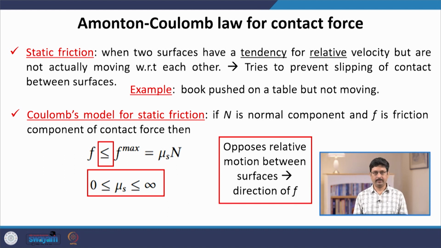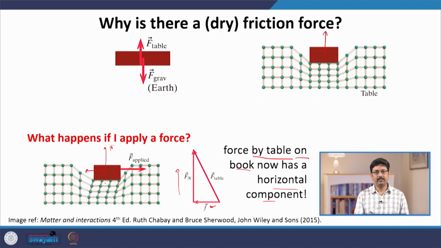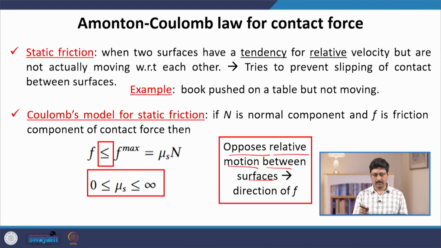Now, what about the direction? The direction of friction is given by the fact that it opposes the relative motion between surfaces. This comes from our physical picture, that this friction, the horizontal force, is that aspect of the contact force which is trying to remove this deformation. Hence, the direction of the friction is given by the simple rule that it opposes the relative motion, or in this case the tendency of relative motion between surfaces, and that sets the direction of F, and usually the direction of F is clear from the situation of the problem that you are trying to solve.